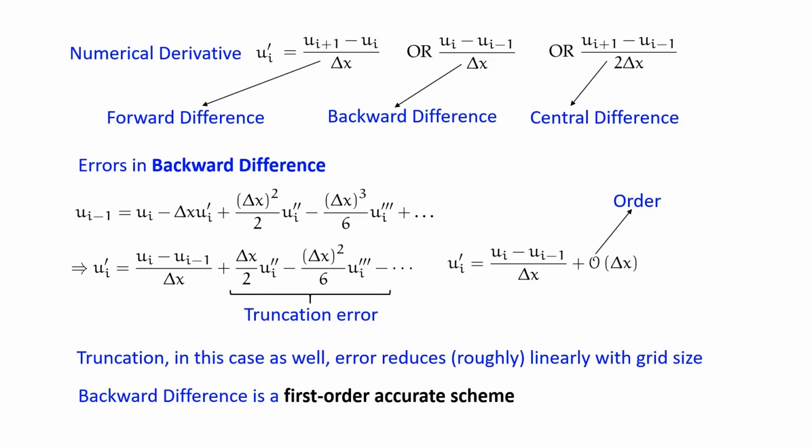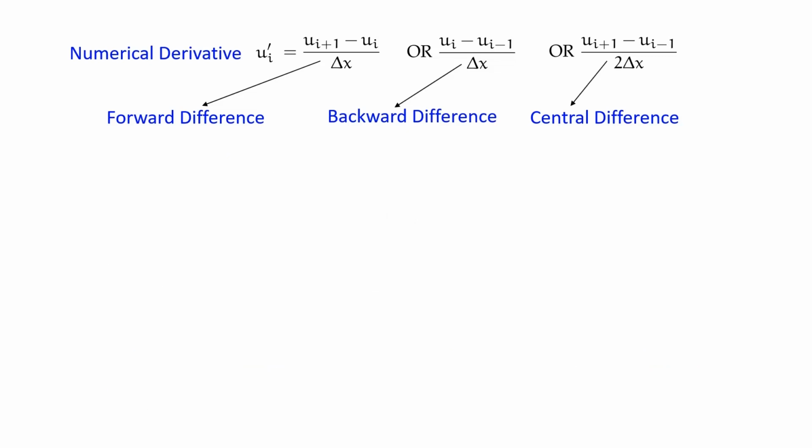So the error will roughly reduce with the grid size delta x. Please note that backward difference and forward difference for a given function may not have exactly the same error, but they are of the same order. That means the error will reduce with grid size in a similar manner.